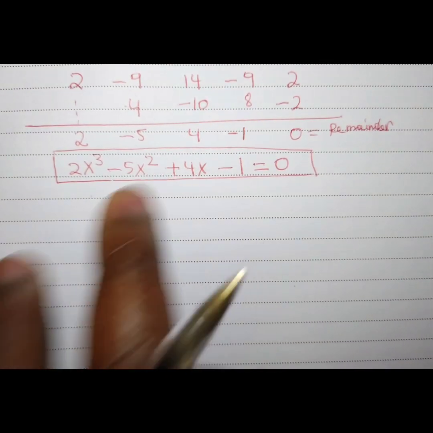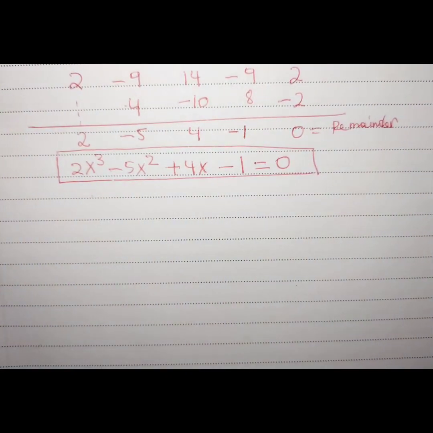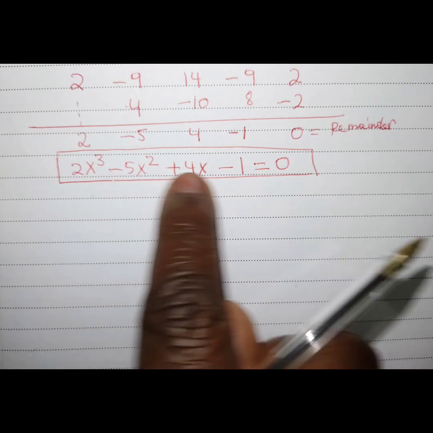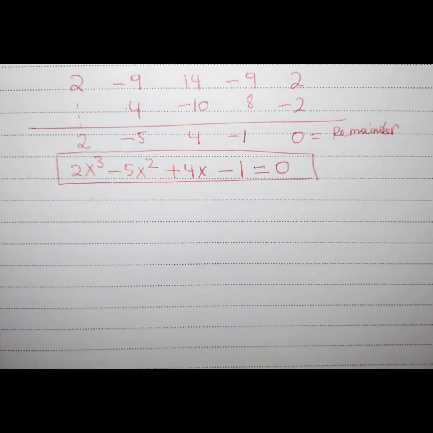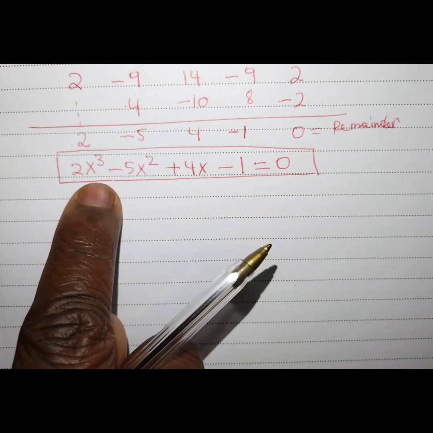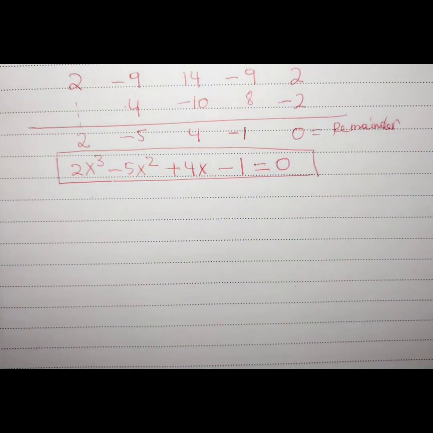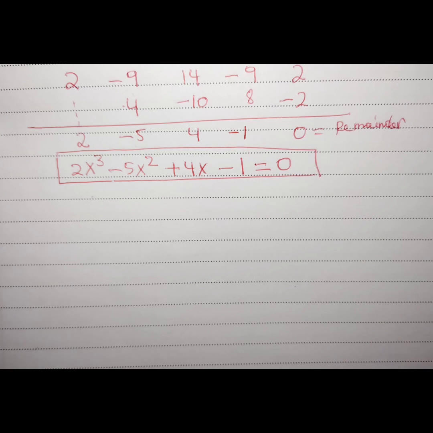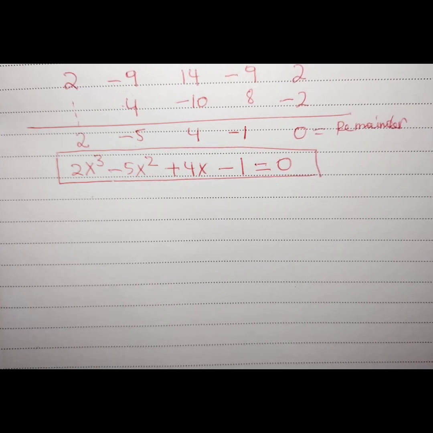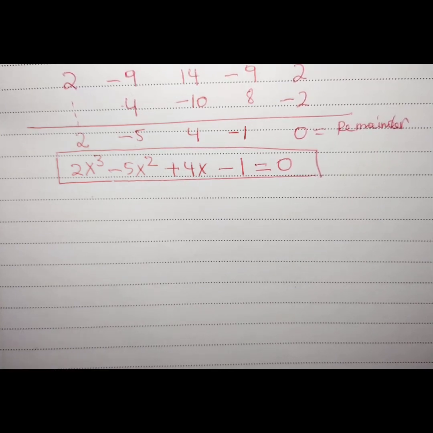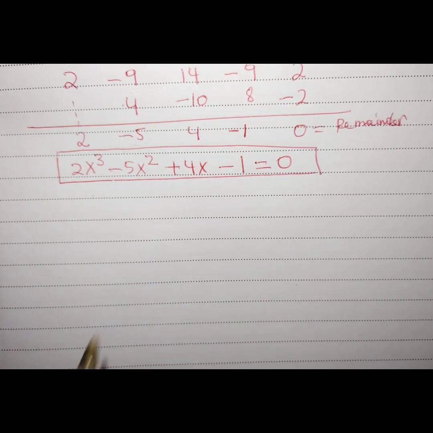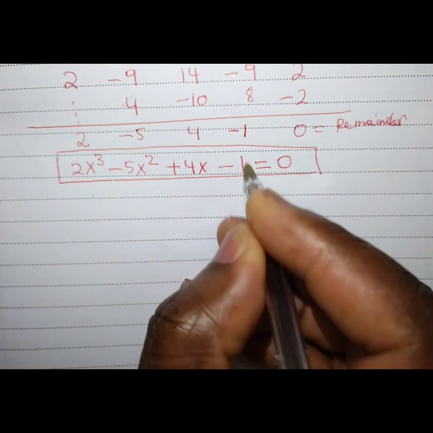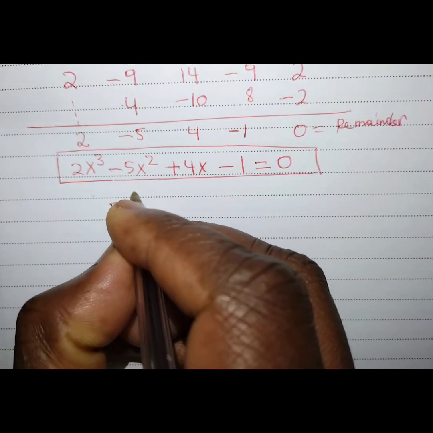Now, how do I find the remaining 3 roots? Ladies and gentlemen, this equation here, where the highest power of x is 3, is called a cubic equation. A cubic equation has 3 roots. So now, how do I find the roots of this cubic equation? So I'm going to take, again, the independent term, minus 1.